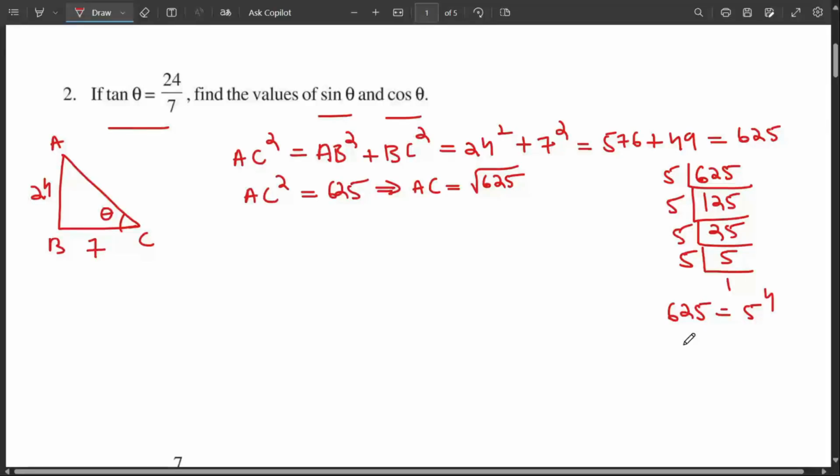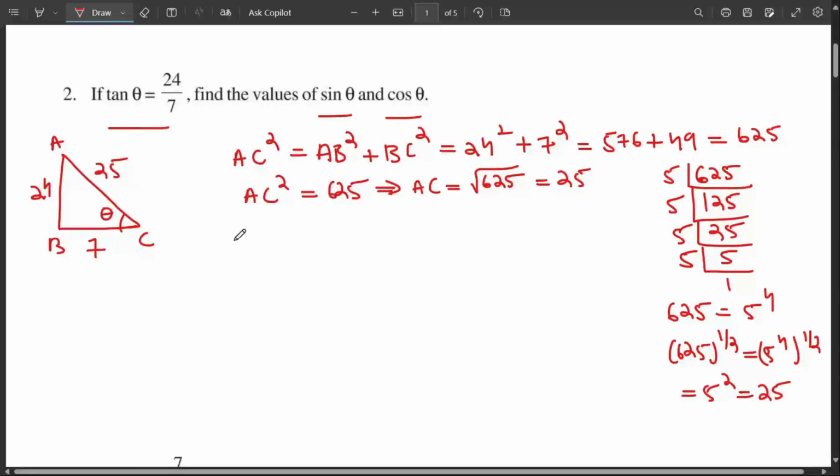Again, square root of 625 means 625 whole to the power 1 by 2, which is equal to 5 to the power 4 whole to the power 1 by 2, which is equal to 5 square, which is equal to 25. So square root of 625 is equal to 25. So we got to know that AC is nothing but 25.